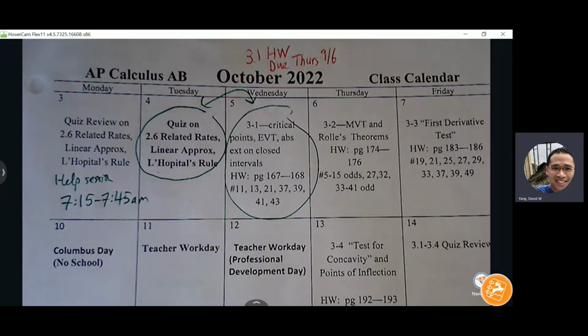Tomorrow we'll go over 3.1. I don't think it'll take the full period, so that's good. We can use the second half of class to continue reviewing for your related rates quiz. There is homework for 3.1, but it will be due on Thursday, not due on Wednesday. I'm not going to be checking homework on the day of the quiz.